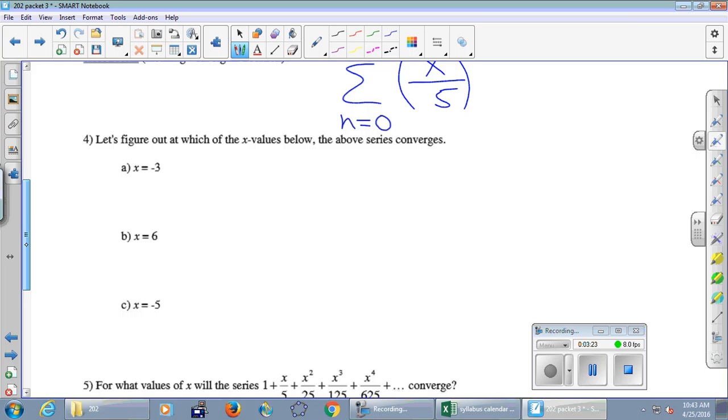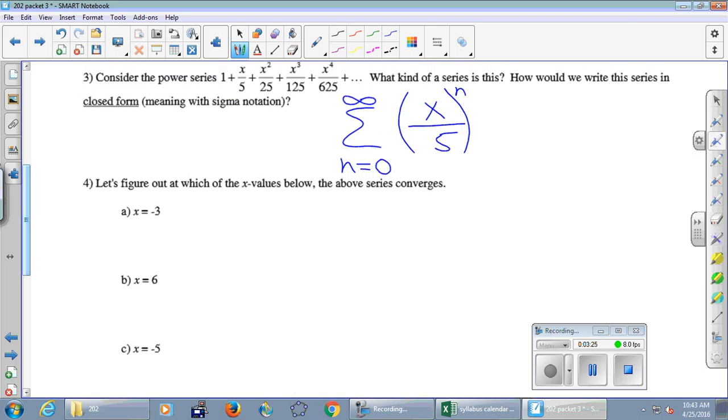Okay, let's come down here and we'll just do one of these numbers. Let's just do part A. If we plug x equals -3 into that, I'm just going to write it as -3 over 5 to the n. What kind of series is that? It is geometric, right? What's the ratio? The magic multiplier is -3/5. That's what the -3/5 to the n is doing, it's saying just keep multiplying the previous thing by -3/5.